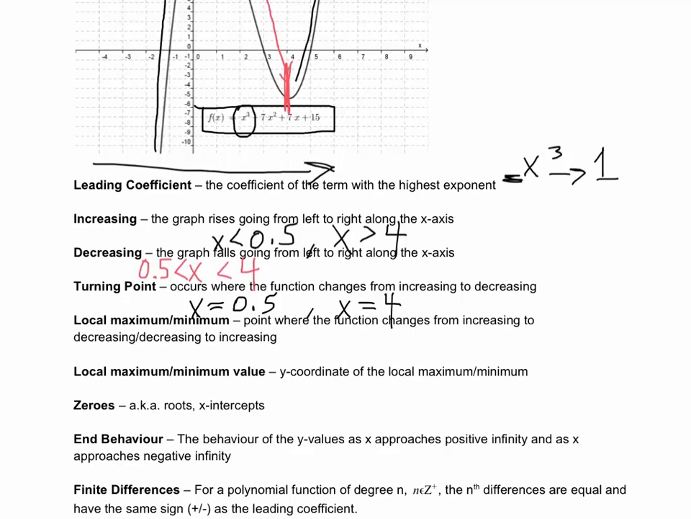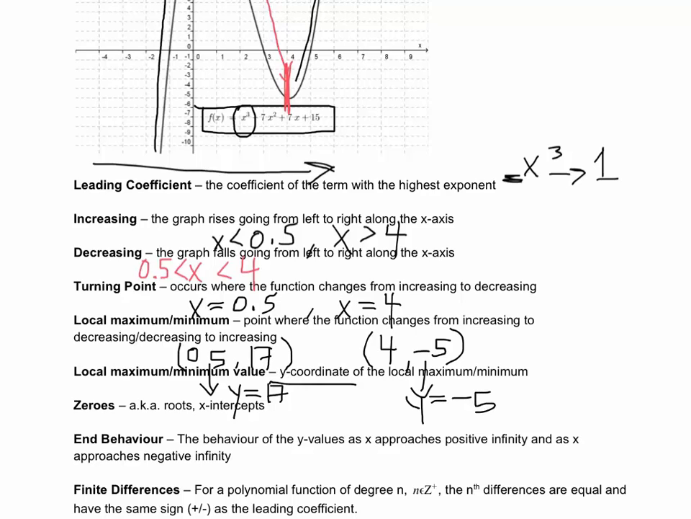A local maximum or minimum is a point where the function changes from increasing to decreasing or decreasing to increasing. At 0.5, we would have a local maximum, and that happens when y is about 17. Our local minimum happens at 4, and our corresponding y value is negative 5. Our local maximum or minimum value is the y-coordinate of the local max or min. For the first point, our local maximum value would be 17, y equals 17. For our second point, our local minimum would be at y equals negative 5.